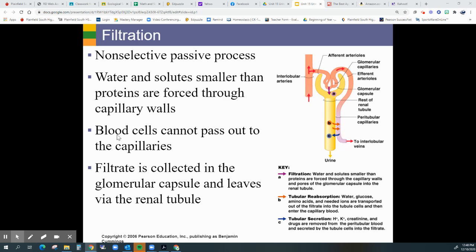Blood cells at this point aren't small enough to pass out of the capillary, so we shouldn't see blood in the urine. If we do, we have some sort of damage inside of the kidney. And then the filtrate is collected in the capsule and then leaves through the renal tubule, which is this one here.